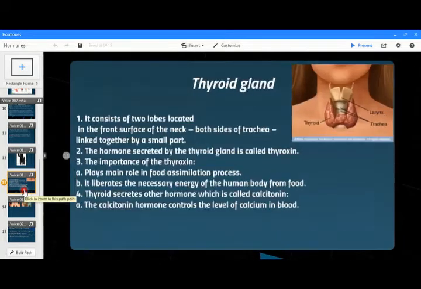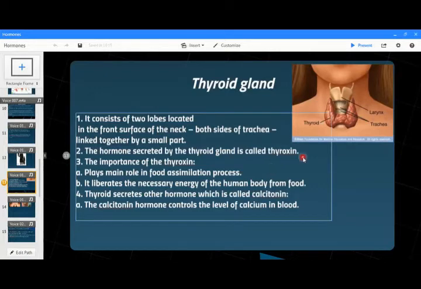Thyroid gland. The thyroid gland consists of two lobes located at the front surface of the neck, above, in front of the neck, on both sides of the trachea, linked together by a small part. The hormone secreted by the thyroid gland is called thyroxine. Thyroxine plays an important role in food assimilation, burning and absorption of food to get energy from food. It liberates the necessary energy for the human body from food. So the thyroid gland is responsible for getting energy from burning inside your cells.